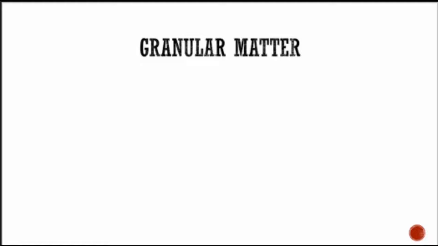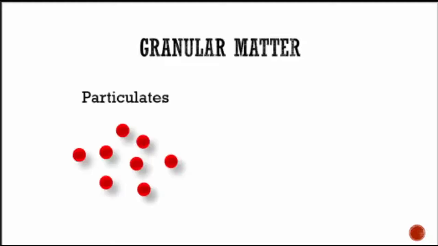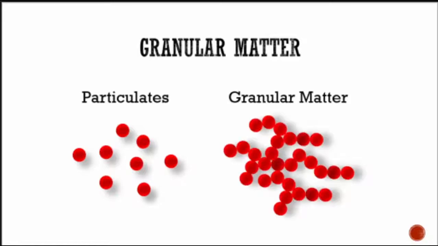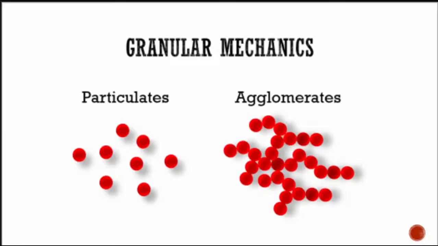Before we get into the presentation, let's establish some of the nomenclature that's going to be used. What we're looking for are particulates and granular matter. Particulates, in this case, is defined as individual matter in the form of separate particles, whereas granular matter can be defined as an agglomerate of such particulates, and therefore we'll be referring to them as agglomerates.